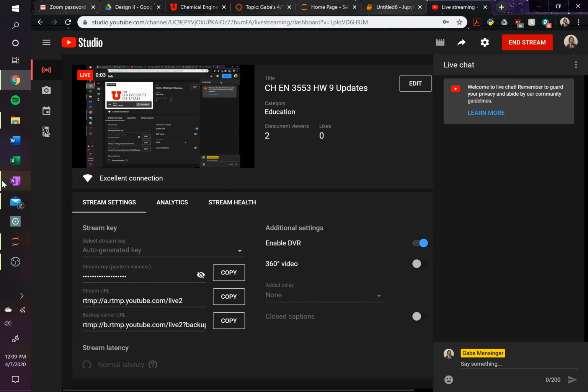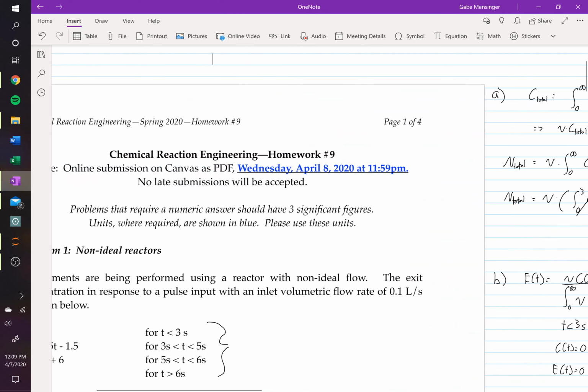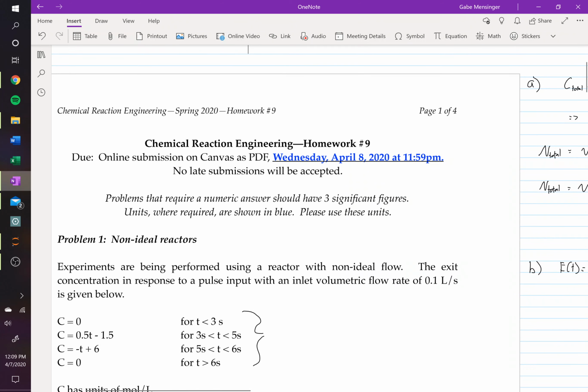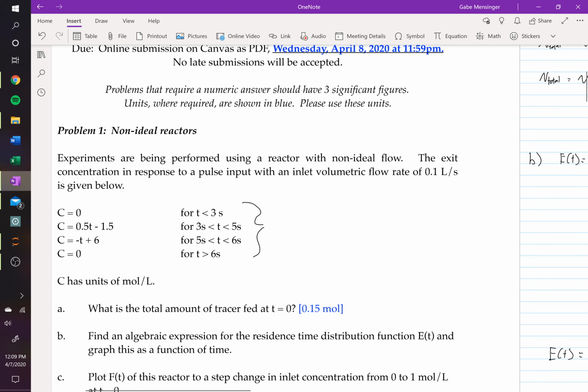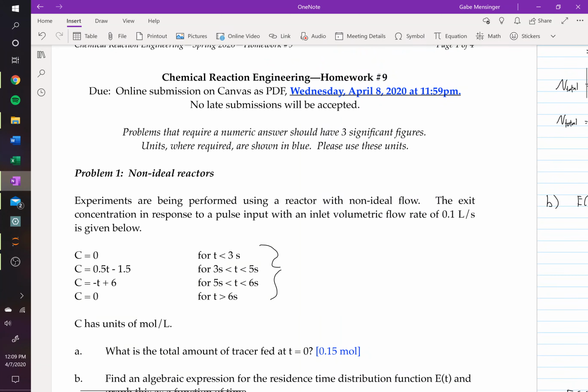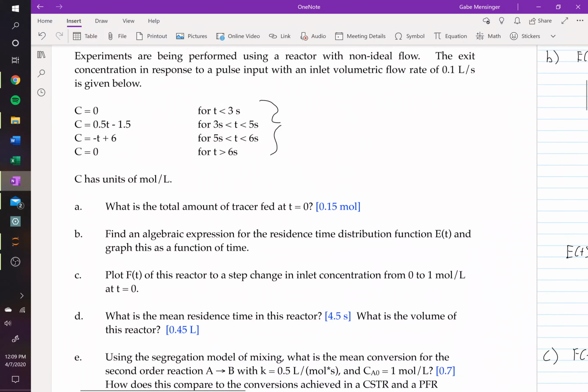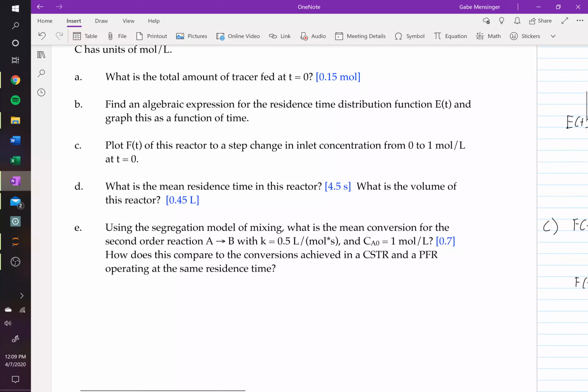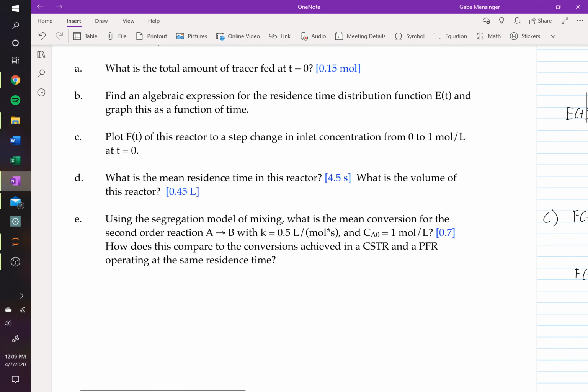Okay, so I'm just making this one real quick to address a couple issues on the homework, a couple recurring questions. The first one is on number one, part E, where we're asking you to find the mean conversion, or x bar.